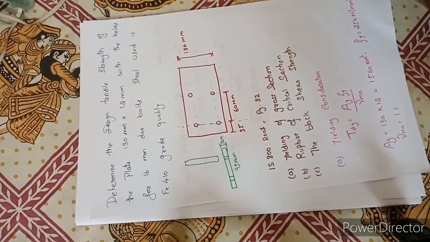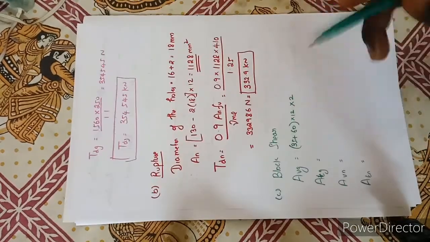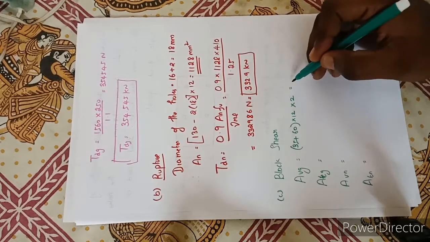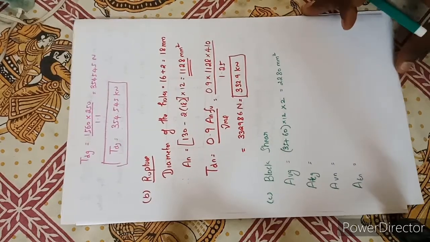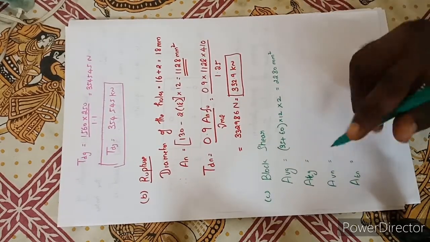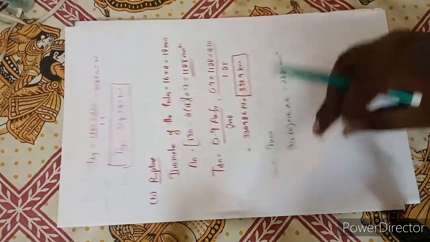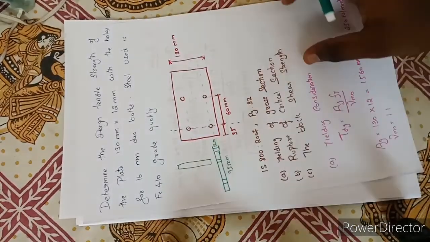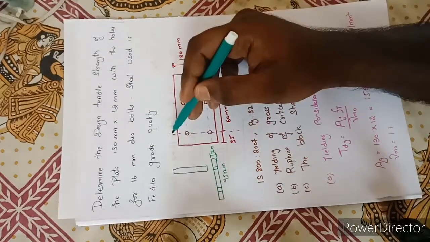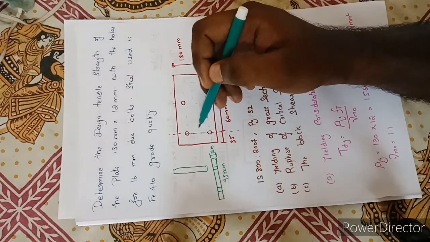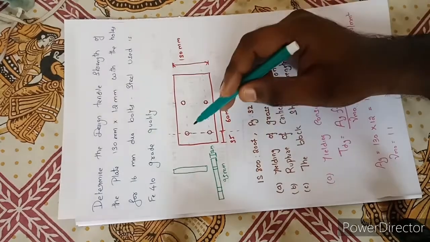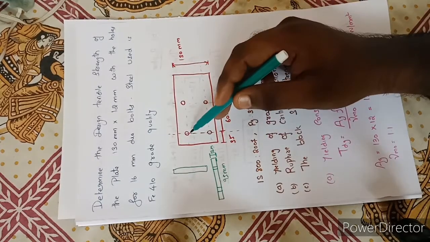Okay, so we have two shear planes here. So the answer will be 2280 mm square, right? Next, ATG, the gross area along the tension plane. So we consider here only one tension plane, since we consider only one critical section. Here the tension plane is the distance between the two vertical bolts.